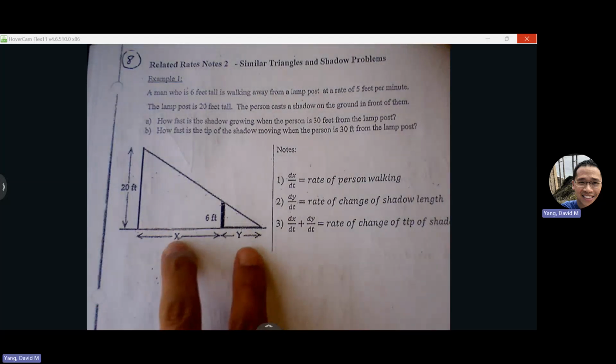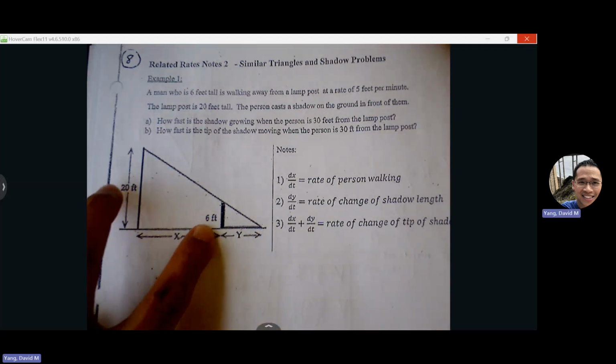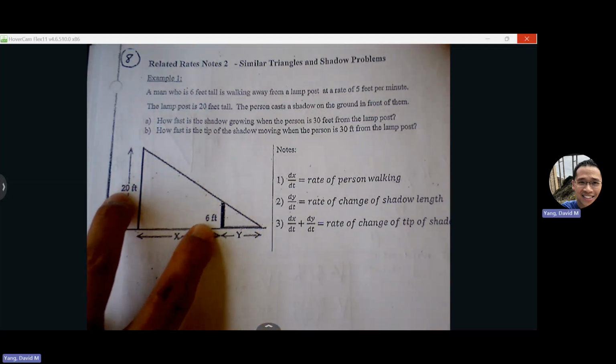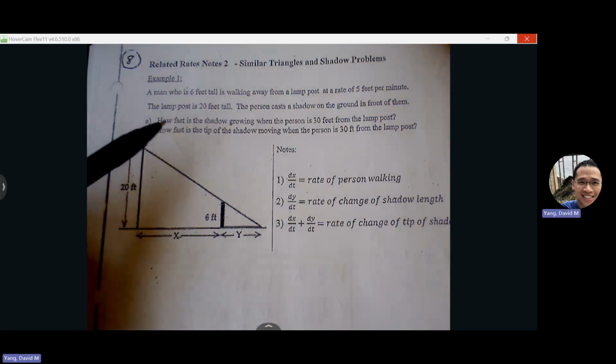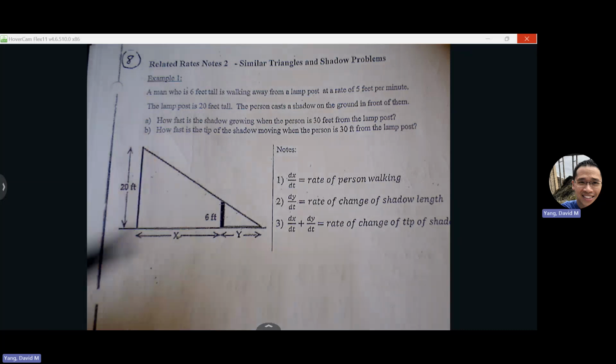We're always going to set it up this way: x and y, and then the person's height and the height of the lamppost. How fast is the shadow growing when the person is 30 feet from the lamppost? How fast is the tip of the shadow moving when the person is 30 feet from the lamppost?